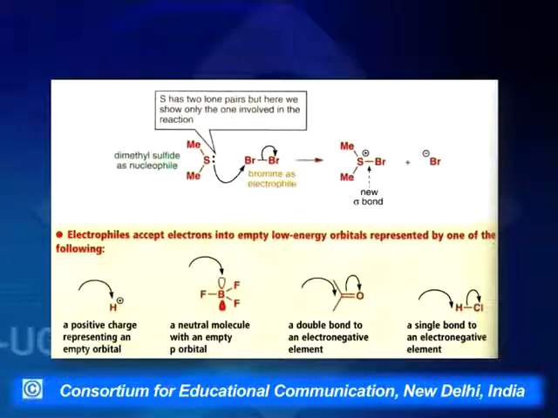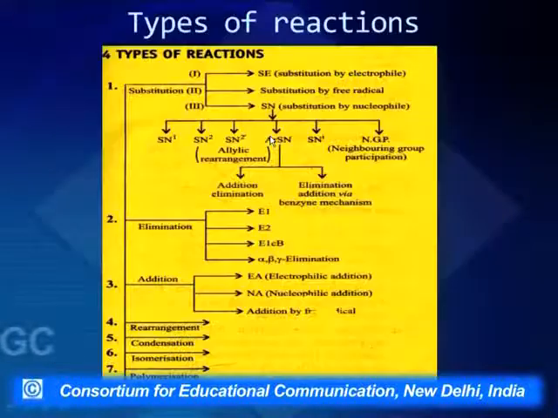Again, all these reactions, all these slides are illustrating flow of electrons from nucleophile to electrophile. Here a lone pair of electrons on sulfur is going and reacting with bromine, which is acting here as an electrophile, and this Br will go off as a negative ion. Now we go on to the electrophiles and the nucleophiles.